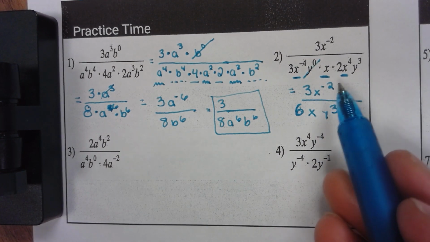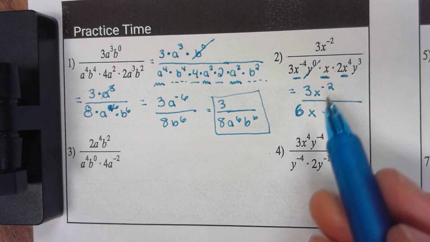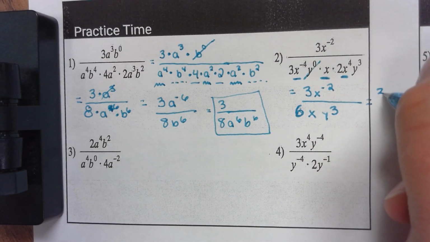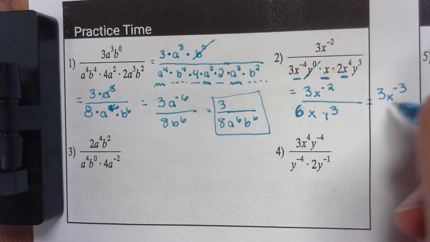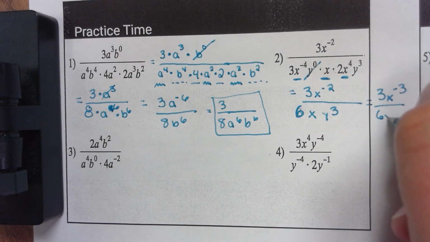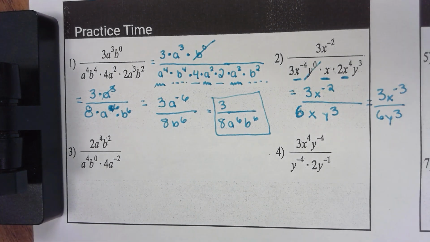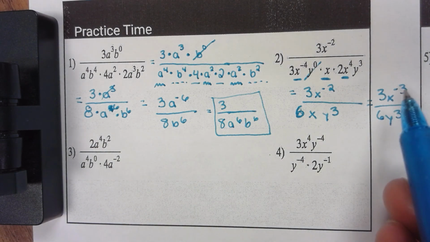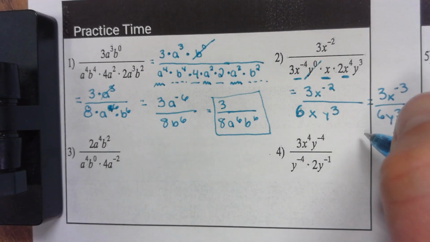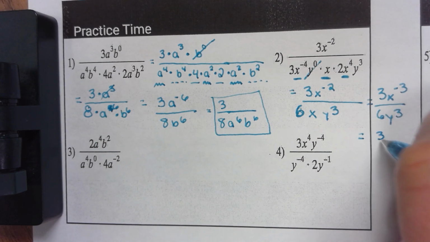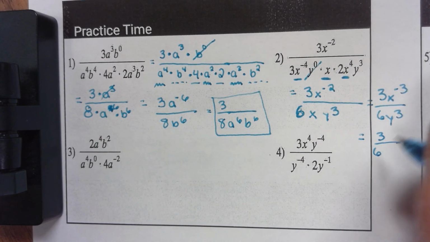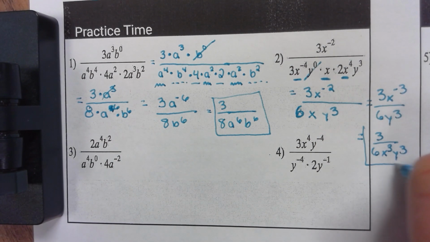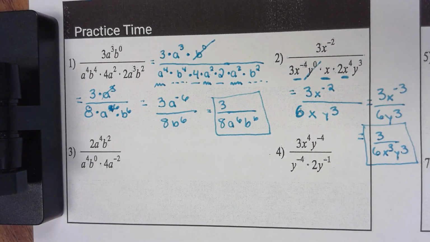So now I have x to the negative 2 divided by x. So that's negative 2 minus 1. So this is 3x to the negative 3 over 6y cubed. This negative exponent is telling us to move the location of the base and then make it positive. So it's 3 divided by 6x cubed, y cubed. And now we're done.